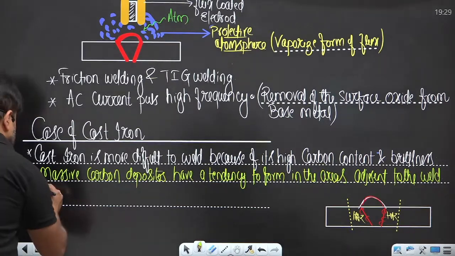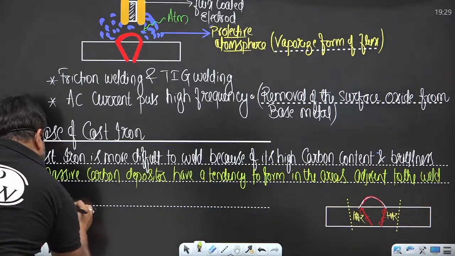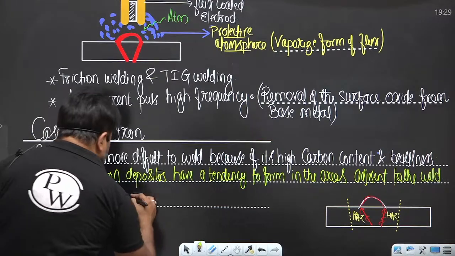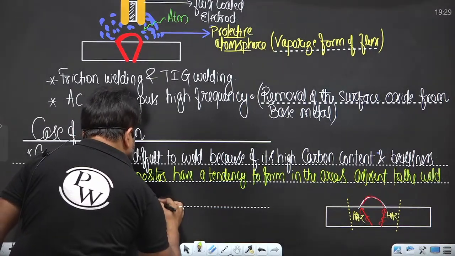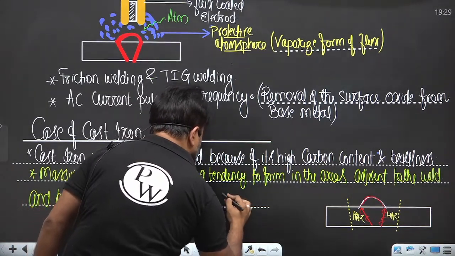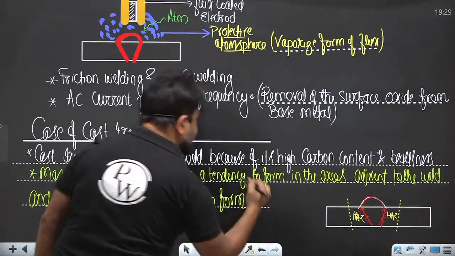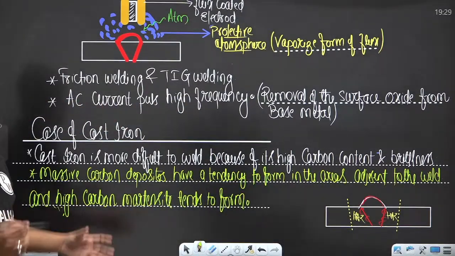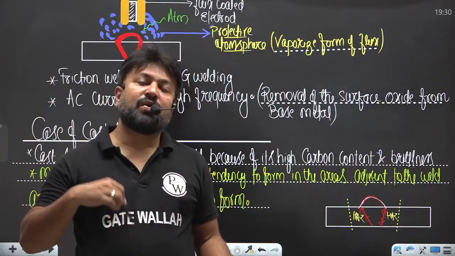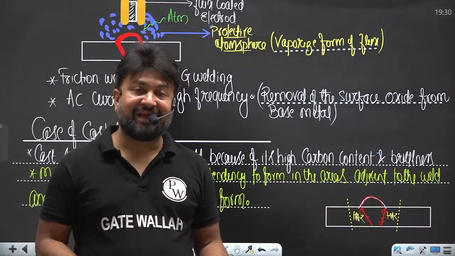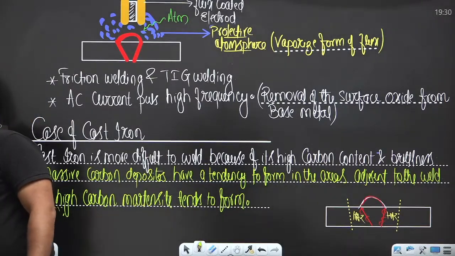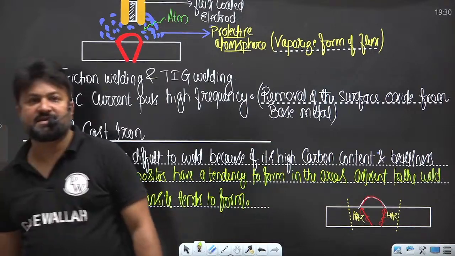High carbon martensite tends to form, right? And because of that, what happened? A crack may develop spontaneously while you are doing a welding, or when you are applying the load. So this is a case of your cast iron. So I hope this point is crystal clear, right?